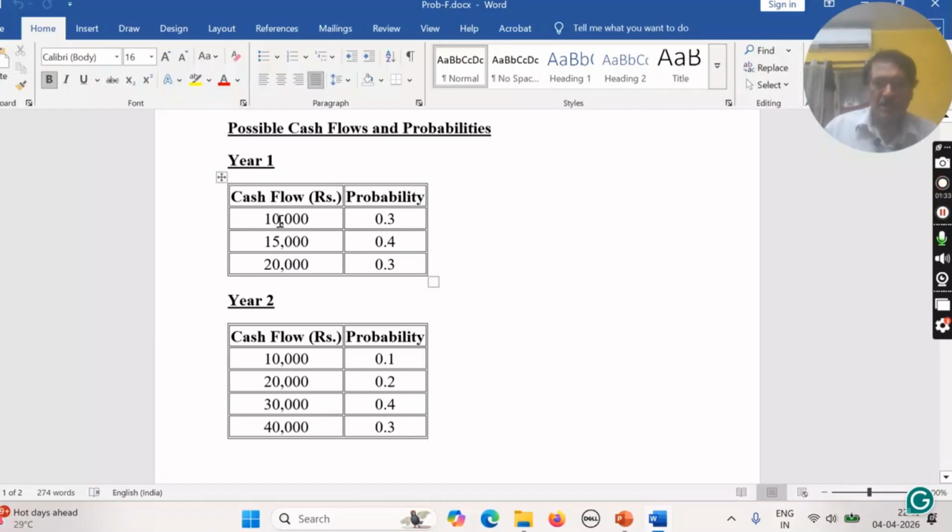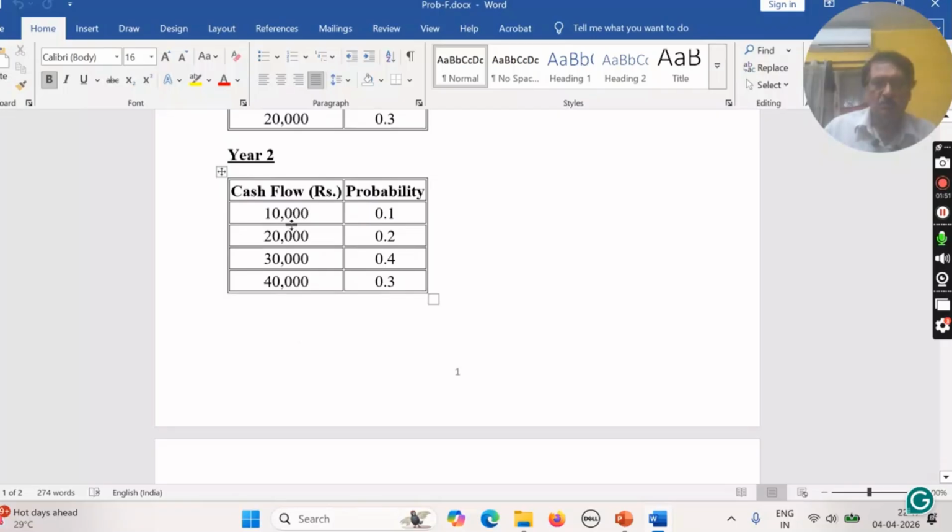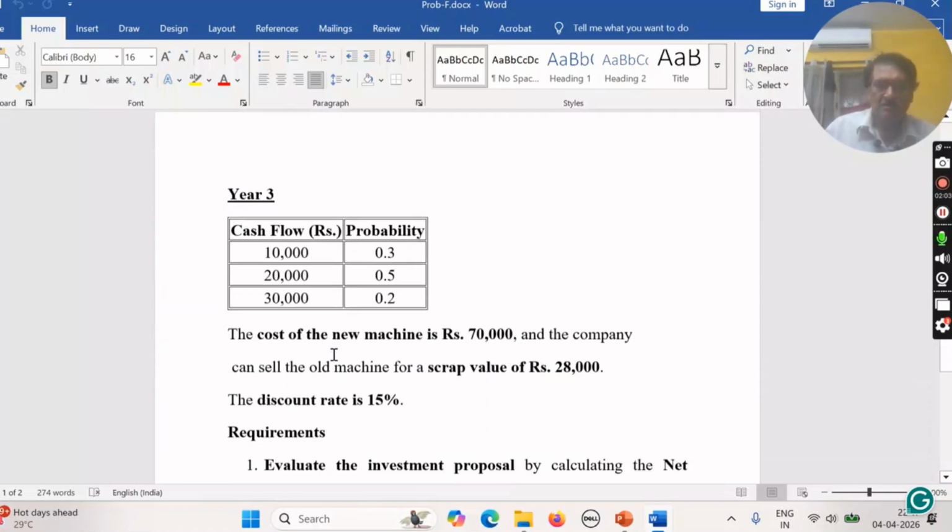Cash inflows, all these are the cash inflows. 10,000, the probability is 0.3. 15,000, the probability is 0.4 in this way. You can check the sum total of the probability is 1. For the second year, the probability for the cash flows are noted here. 10,000 probability is 0.1 in this way. 40,000 cash inflows, the probability is this. It is estimated data. Third year, because the project is for 3 years, for third year, the cash flows with probability is noted here. 10,000 with probability 0.3 in this way.